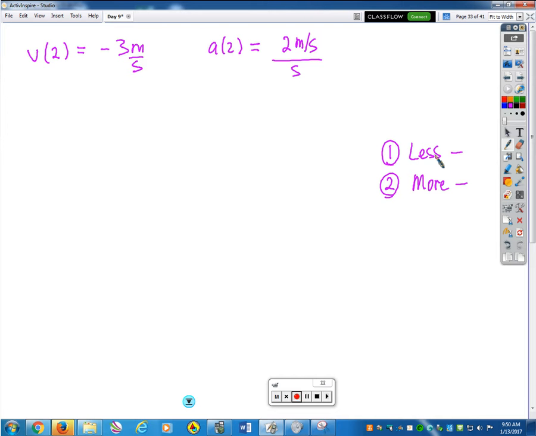Now we're cooking. So 2 points for the room. Less negative. Perfect.